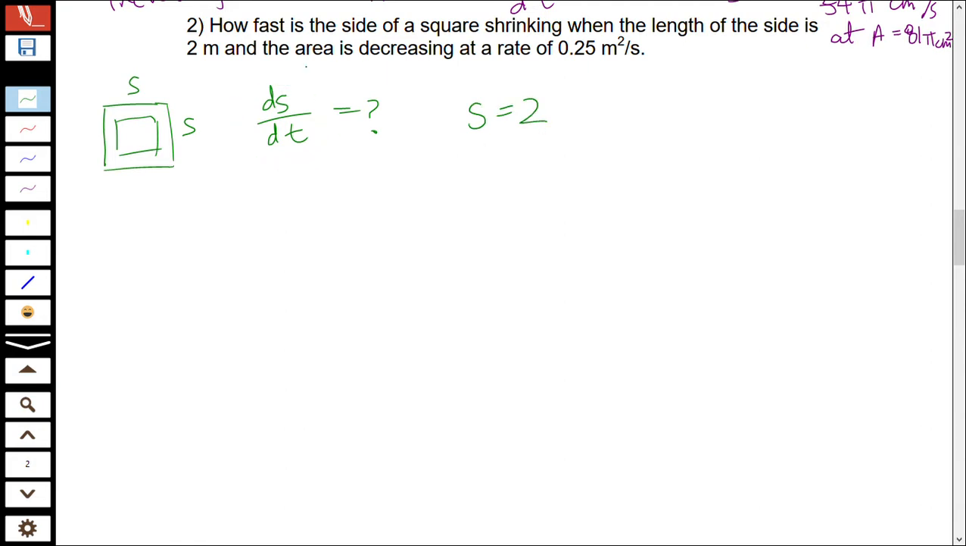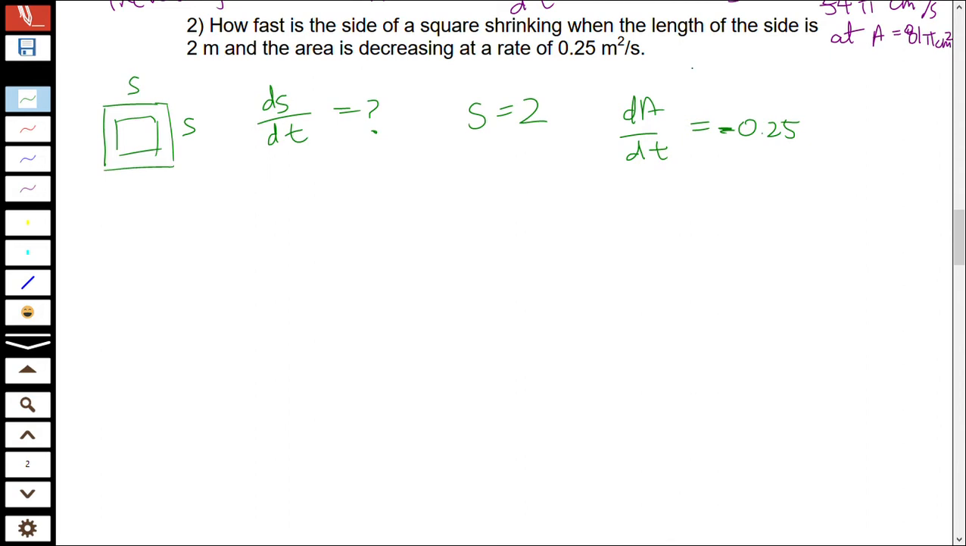And they tell us one more piece of information. They don't tell us the area, but they tell us the rate that the area is decreasing by. So this means that my dA over dt, right, because my area is shrinking, it's going to be 0.25, but because it's decreasing, it's now going to be a negative.